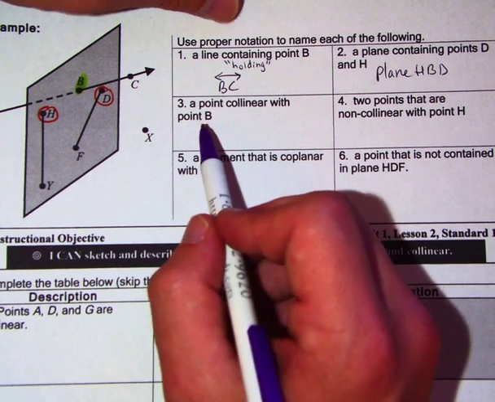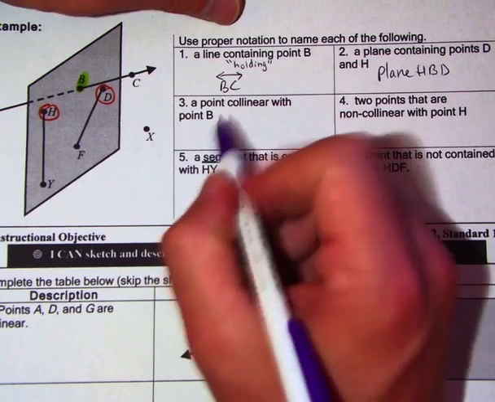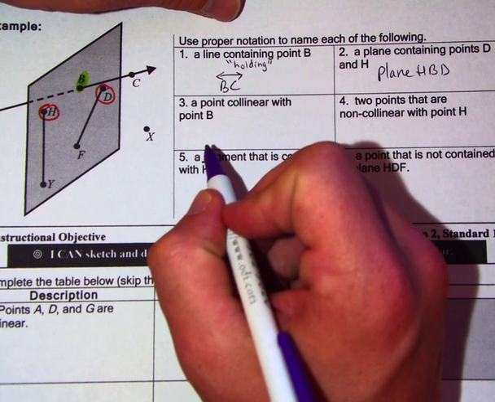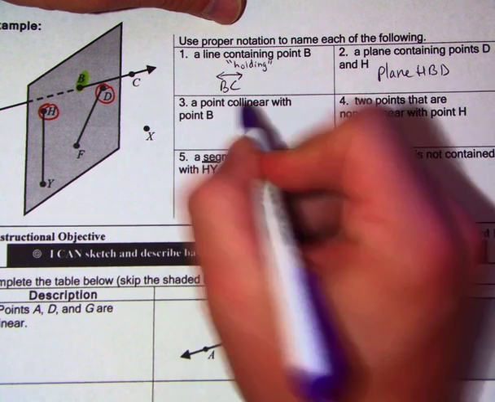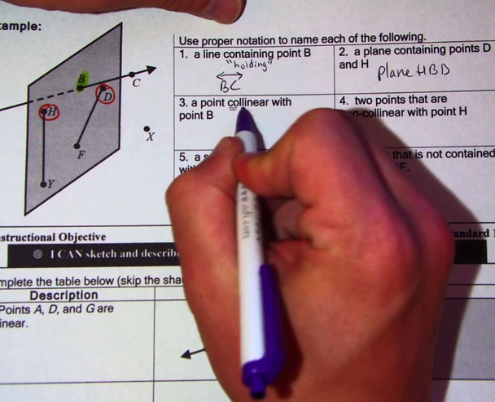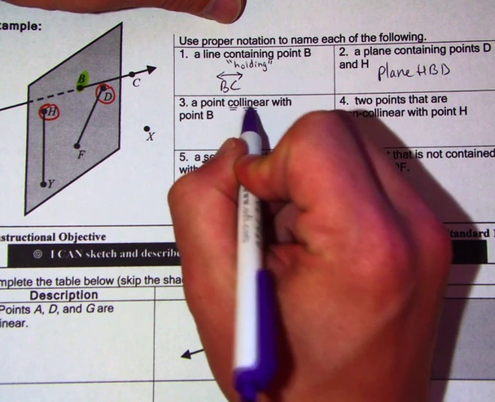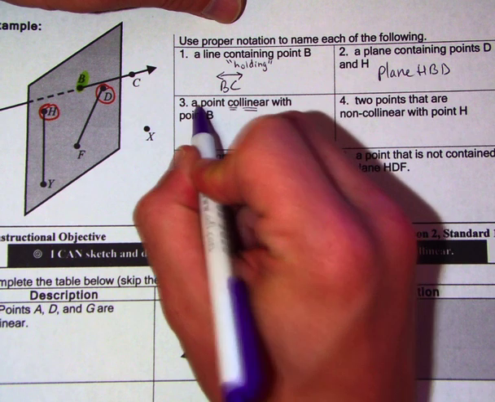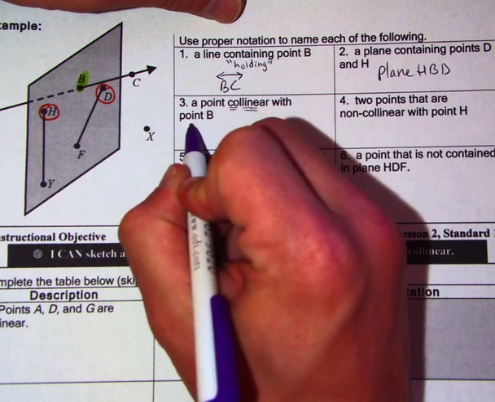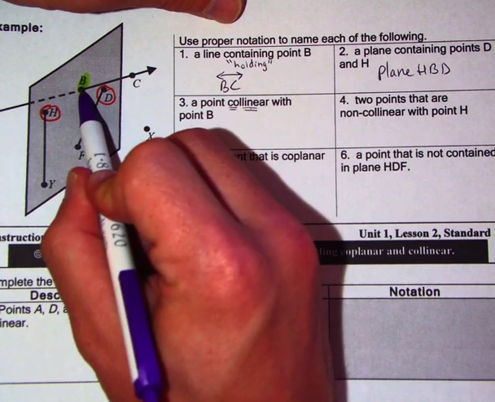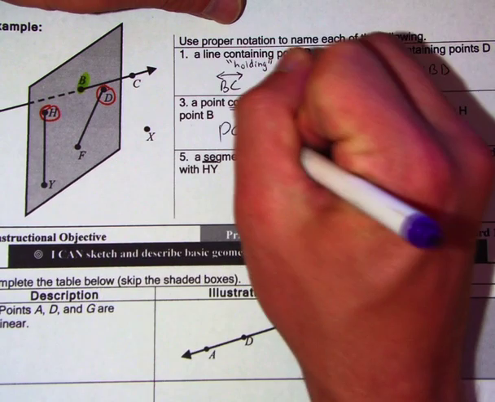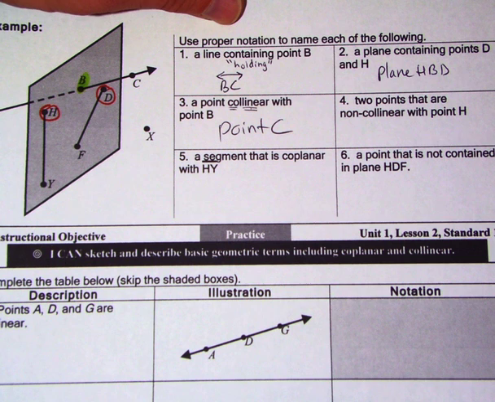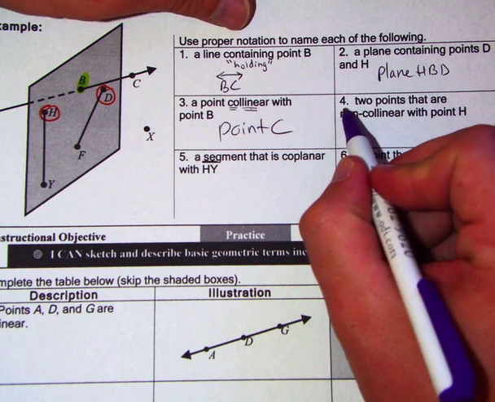Okay, let's try number 3. And you can hit pause and try this on your own before listening to me do the answer. A point collinear with point B. All right, wait a minute. Co means together, linear means line, together on a line. So I want to know a point that is together on a line with point B. Here's point B. So a point that's on this line together with it. Point C.